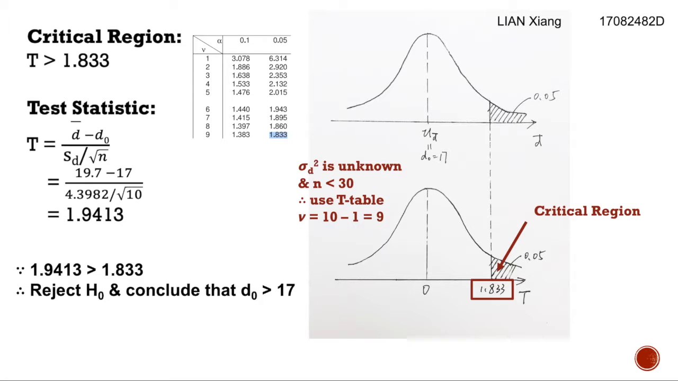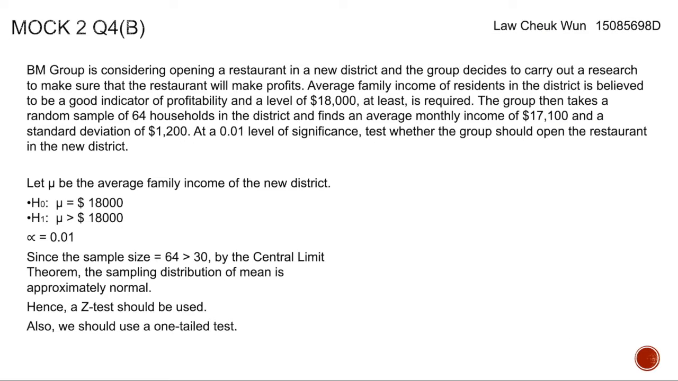Then it's time to do the test statistic. Since it is a paired sample test, we use this formula, t equals D bar minus D0 over SD divided by the square root of n. Then we generate the result, which is 1.9413. Since it is larger than 1.833, we can reject the null hypothesis and conclude that D0 should be larger than 17. Up to question 4B to you.